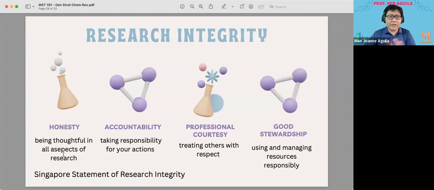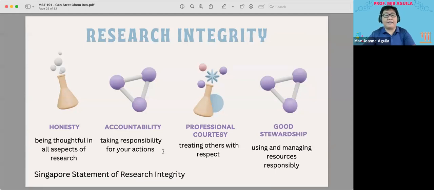Honesty is being thoughtful in all aspects of research. Accountability means taking responsibility for your actions as the researcher. Professional courtesy is treating others with respect. And good stewardship is using and managing research responsibly. So taking into consideration all of these aspects means that the research that you're doing is of the highest integrity.